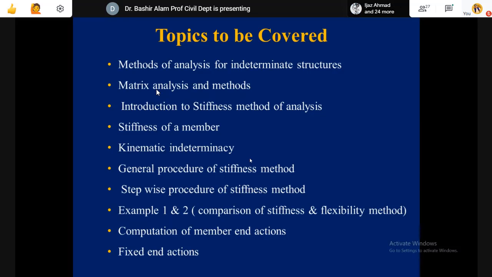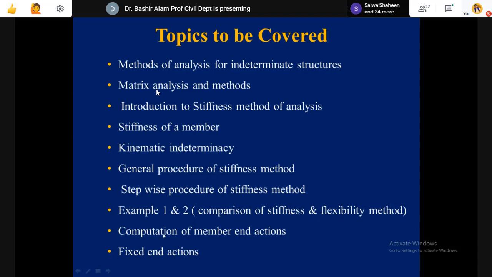Remember, now we are not dealing with the statical indeterminacy. We will be dealing with the kinematic indeterminacy. Kinematic means freedom to move. Now, matrix analysis and methods, introduction to the stiffness method of analysis, stiffness of a member, kinematic indeterminacy, general procedure of stiffness method, stepwise procedure of stiffness method, then example 1 and 2, comparison of stiffness and flexibility method.